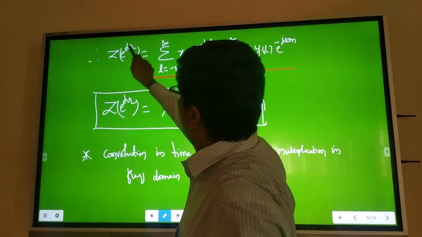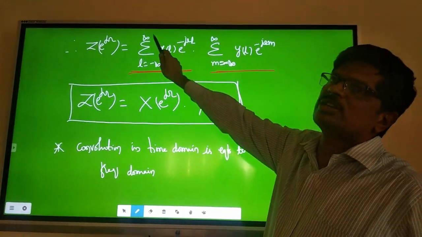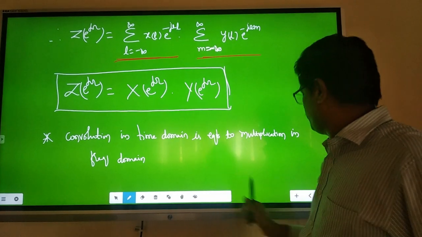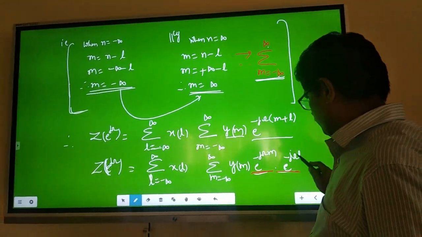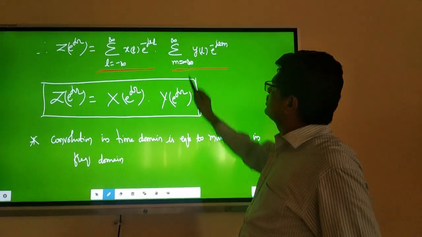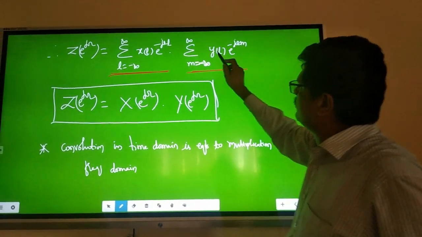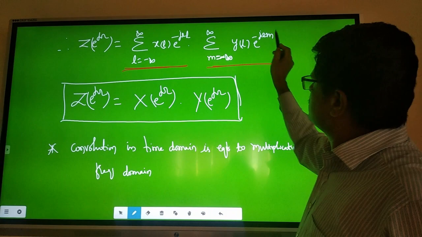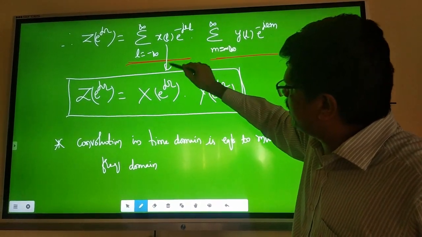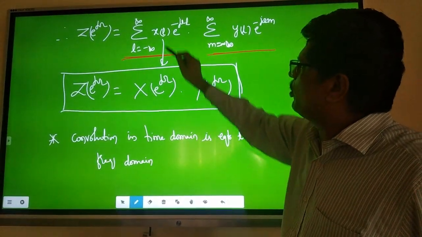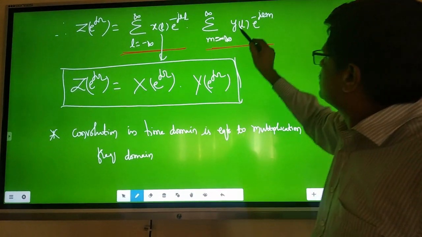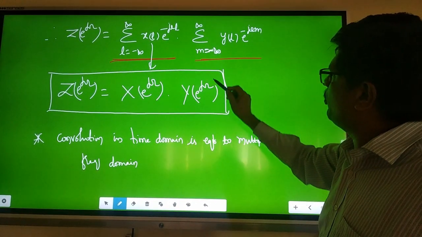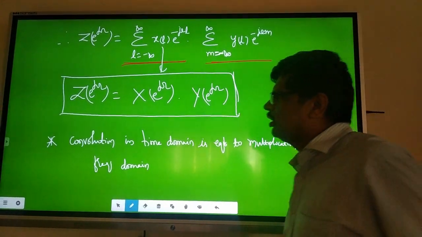Now see, therefore Z of e power j omega is equal to summation l equal to minus infinity to plus infinity x of l e power minus j omega l. This I am taking inside. Then similarly, summation m equal to minus infinity to plus infinity y of m e power minus j omega m. This is l, this is m. Therefore this is nothing but the standard equation for X of e power j omega in the frequency domain. This is for y of m, the standard frequency domain expression is Y of e power j omega.